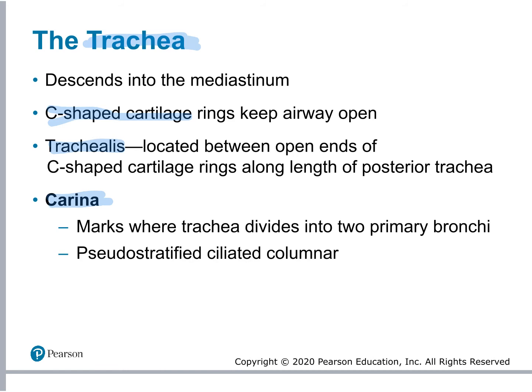And whenever the trachealis contracts, it narrows the opening of the trachea, which means it increases resistance to airflow and it slows the airflow down. And then the trachea is lined with pseudostratified ciliated columnar epithelium.